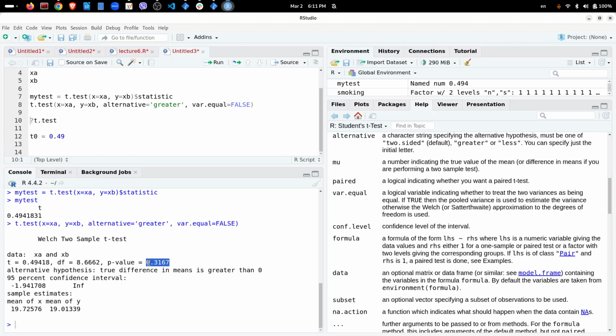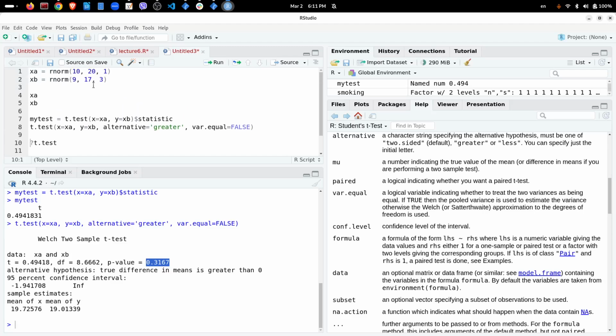The fact that we have a p-value which is rather large means that we don't believe statistically that the means of the two distributions, the first that gives rise to this data and the second that gives rise to this data, are different. In other words, we don't have the statistical power to demonstrate that these are different, even though in reality the means of the two distributions are different.